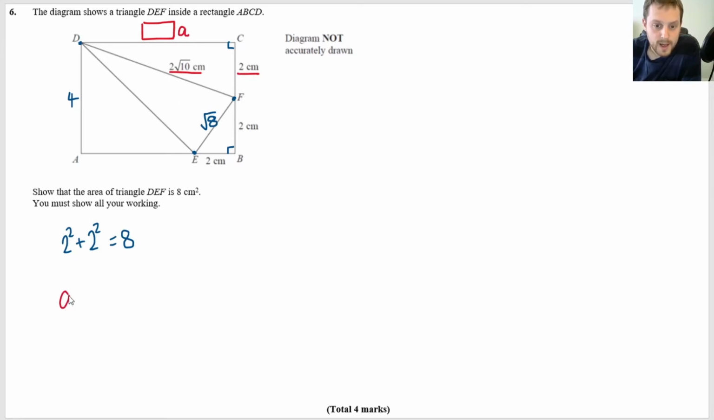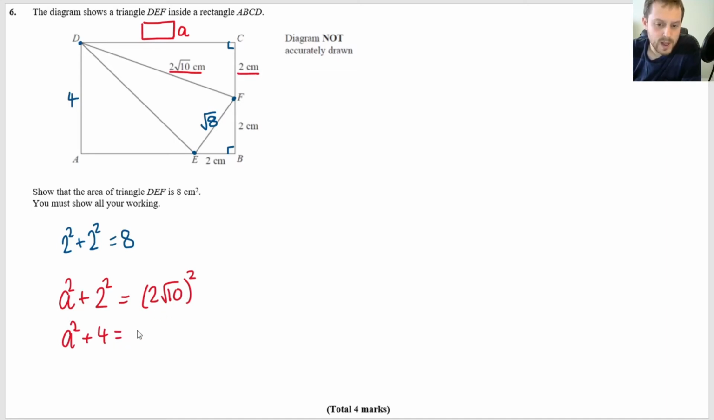So I know that a squared plus 2 squared is c squared, where this is the longest side, which is the c for this one. So this is 2 root 10 getting squared. Now make sure you square the whole thing. Very important to use brackets when using your calculator for this. So this is a squared plus 4.